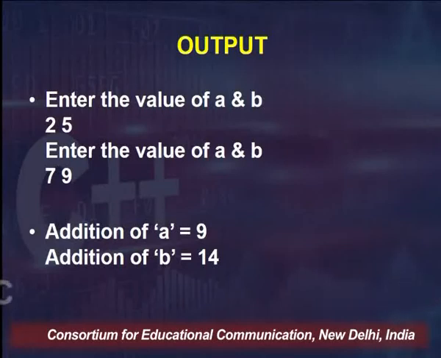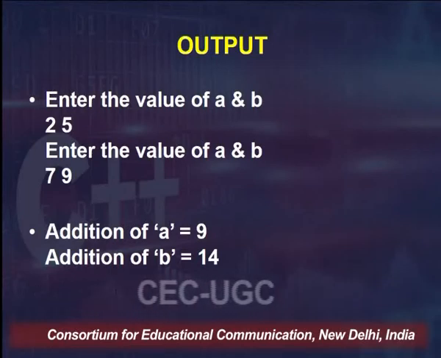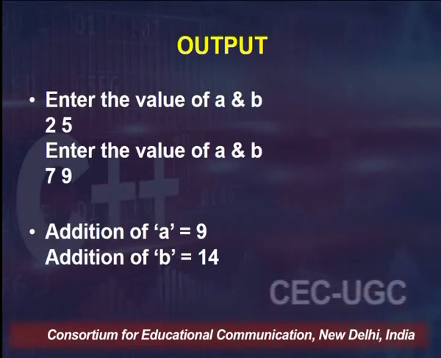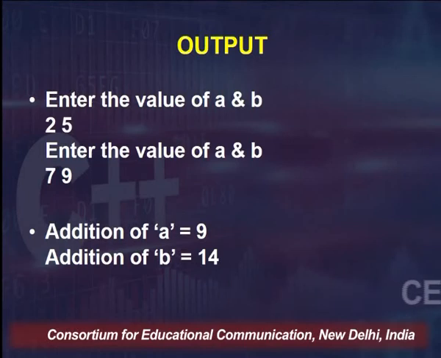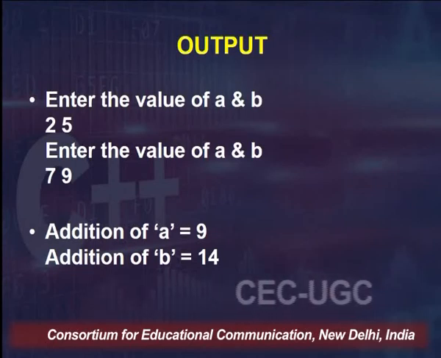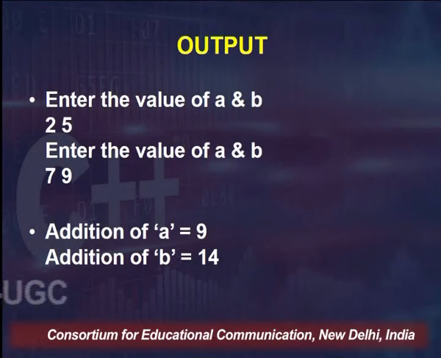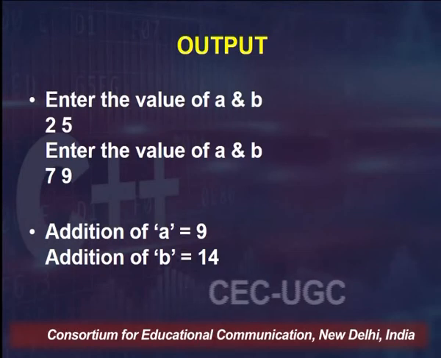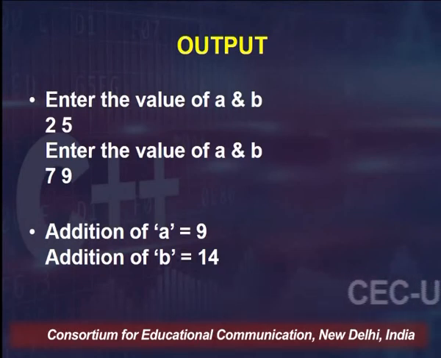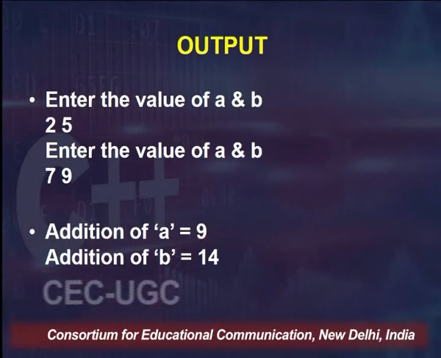And if you enter the value of A and B as 2 and 5 for the object A1, and for the object A2 you have entered the value of A and B as 7 and 9, then addition of A will be 2 plus 7, which is 9, and addition of B will be 5 plus 9, which is 14.